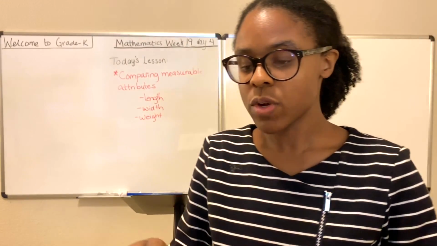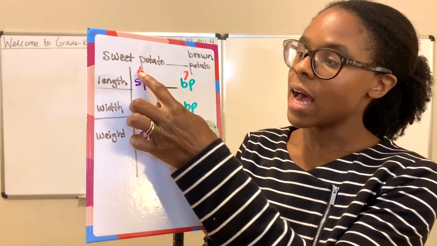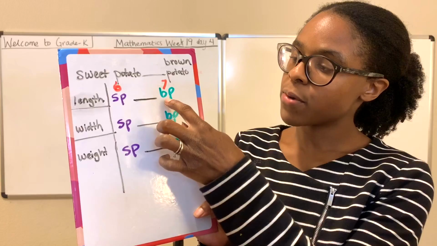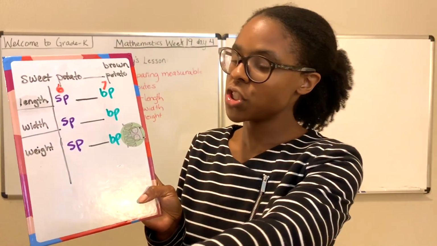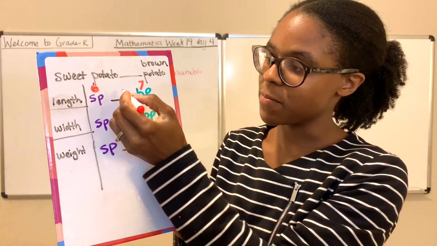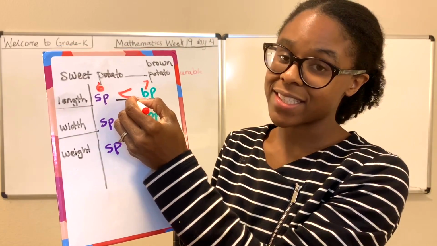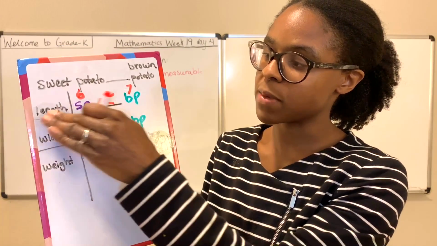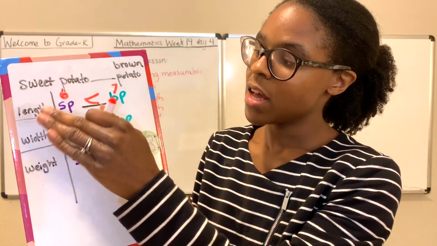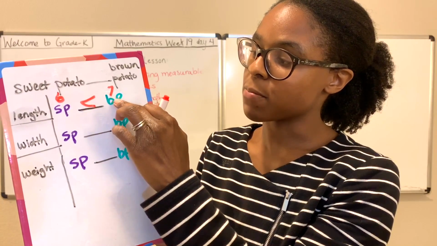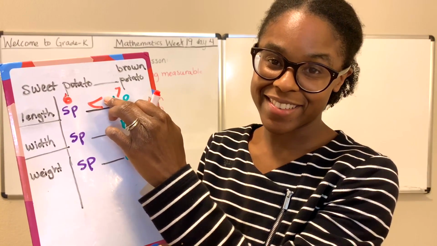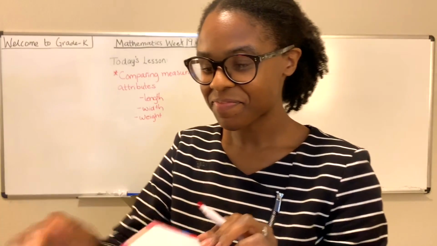Okay, so the sweet potato we have at 6 inches, the brown potato at 7 inches. So which do you think is greater, the 6 or the 7? Yeah, the sweet potato is less than the brown potato with respect to length. The sweet potato is less, but the brown potato is more, which is why the symbol is facing that direction.